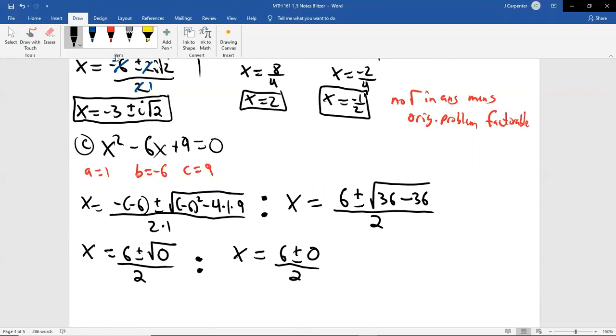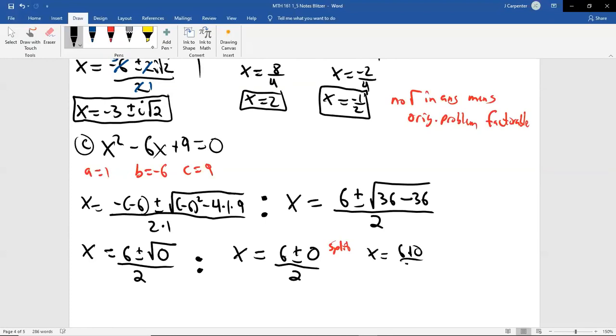Here's the thing about adding 0, it does nothing. Here's the thing about subtracting 0, it does nothing. When you have a plus or minus 0, it does nothing. 6 plus 0 is 6, 6 minus 0 is 6. So splitting these cases won't actually do anything.